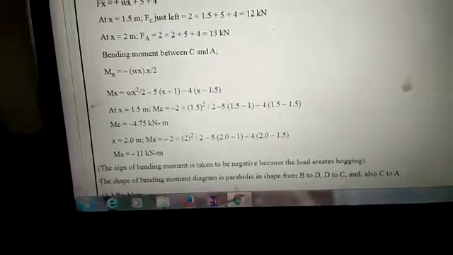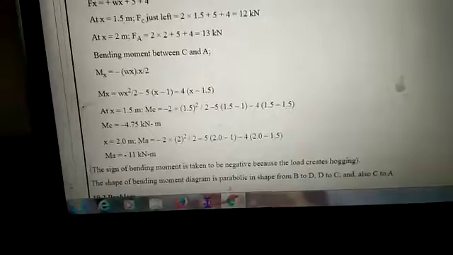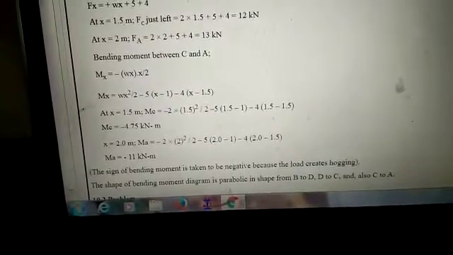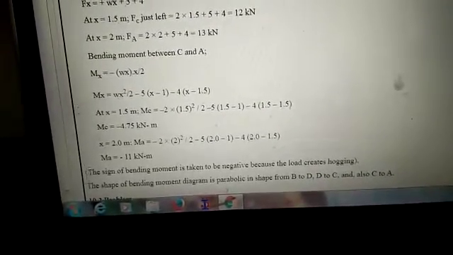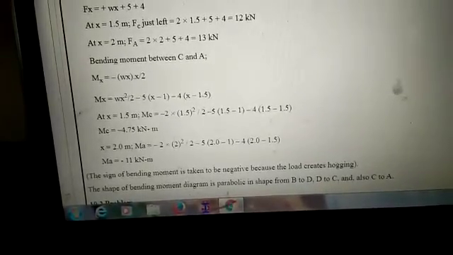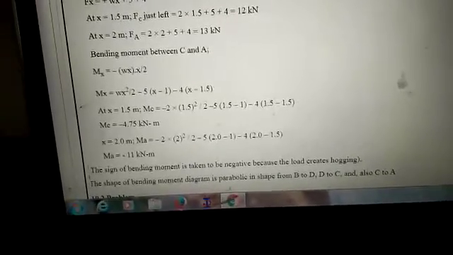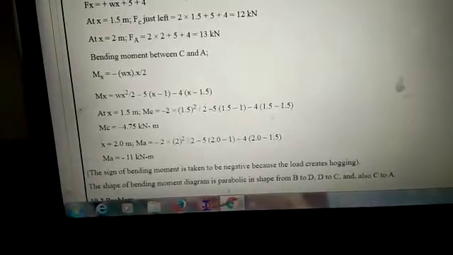Now for the point load of 5 and for the load of 4, our moment will be Wx square by 2 minus 5 into x minus 1. x minus 1 is the distance between D and B, and minus 4 into x minus 1.5. 1.5 is the distance between C and B. So at x is equal to 1.5.